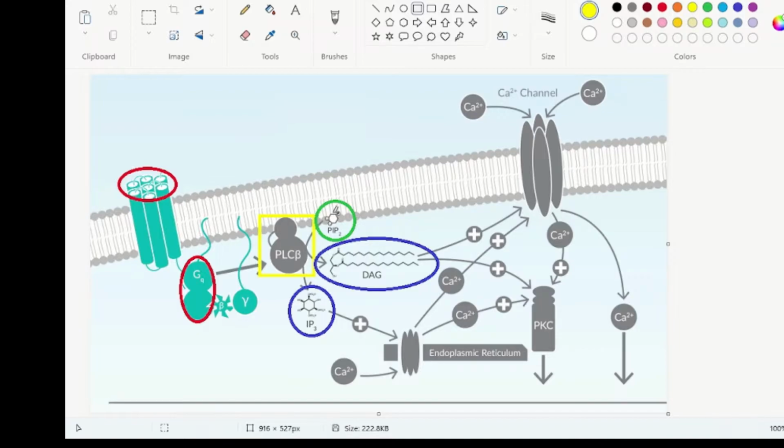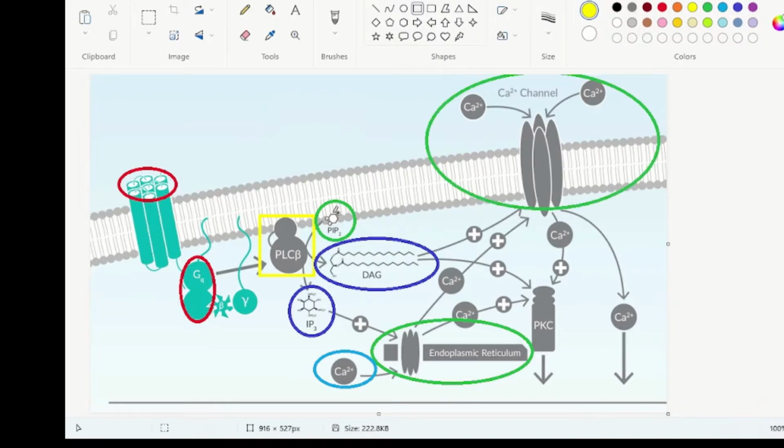IP3 is an intracellular secondary messenger that activates calcium channels on the membrane of the endoplasmic reticulum. This allows stored calcium to be released. DAG activates calcium channels on the membrane of the cell itself, allowing calcium from outside of the cell to enter into the cell. DAG and calcium present together can activate protein kinase C. Protein kinase C transduces the original signal of the GPCR further downstream. Another thing to keep in mind is that calcium ions are also secondary messengers that can cause their own effects downstream.